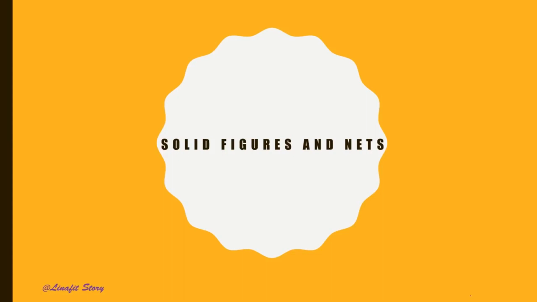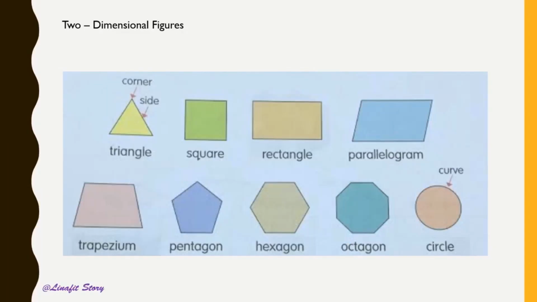In this video, you will learn about solid figures in maths. Figures. A 2D shape is a shape that only has two dimensions, such as width and height, and no thickness. For example, triangle, square, rectangle, parallelogram, trapezium, pentagon, hexagon, octagon, and the circle.